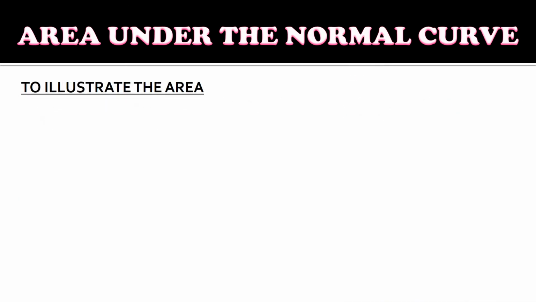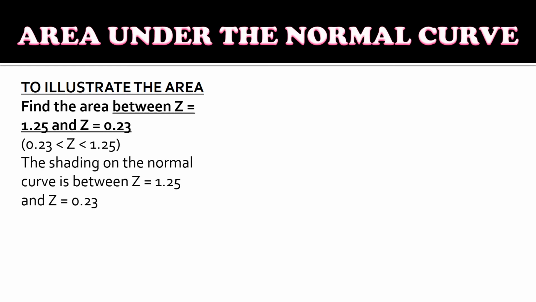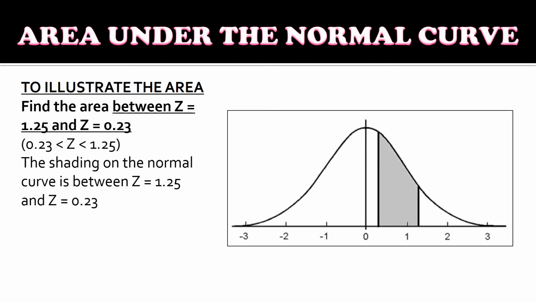So to illustrate the area, the area between z equals 1.25 and z equals 0.23, the shading on the normal curve is between z equals 1.25 and z equals 0.23. So this is how it looks. You can just estimate the values of 1.25 and 0.23, so that would look like this. So the area is 0.3034.